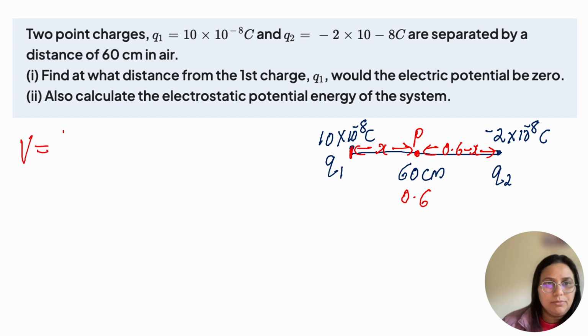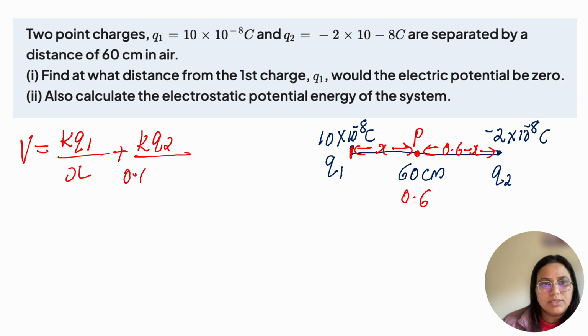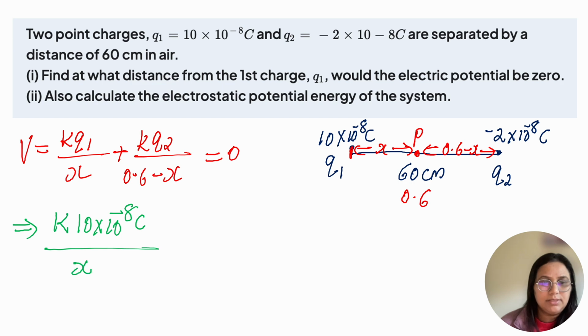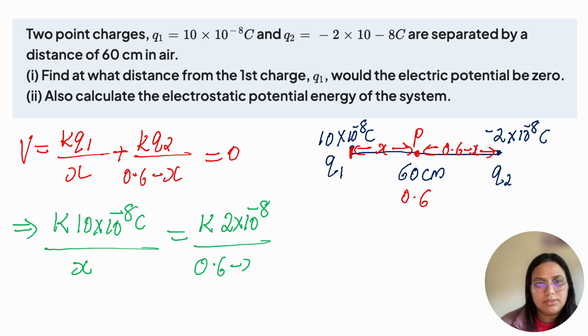Therefore, V is equal to K q1 divided by x plus K q2 divided by 0.6 minus x, which is equal to 0. Substituting the values, K q1 is 10 into 10 power of minus 8 coulomb divided by x, which is equal to, because this is a negative charge, K into 2 into 10 power of minus 8 divided by 0.6 minus x. So 10 power minus 8 cancels out, K cancels out. What is remaining? 10 divided by x is equal to 2 divided by 0.6 minus x.